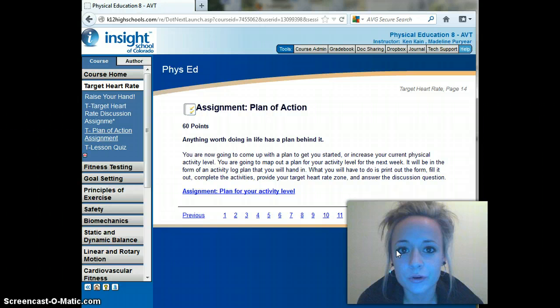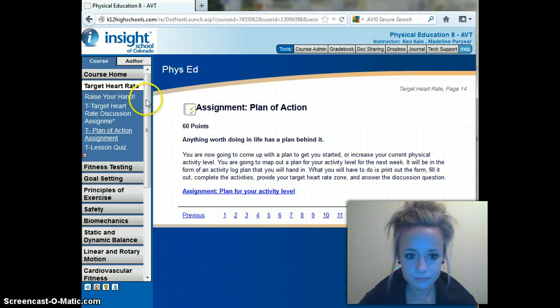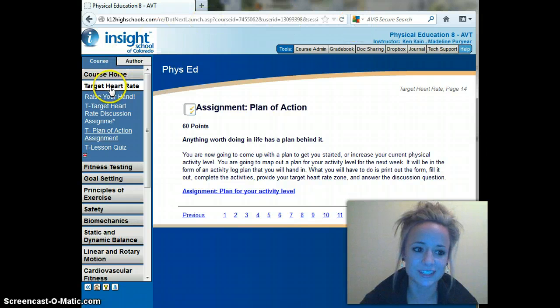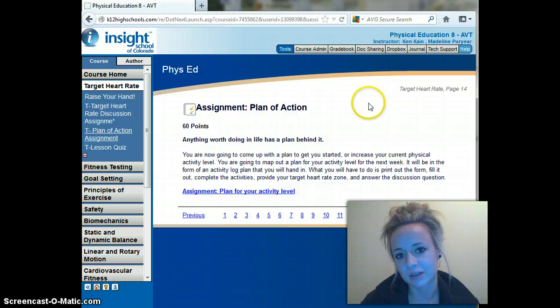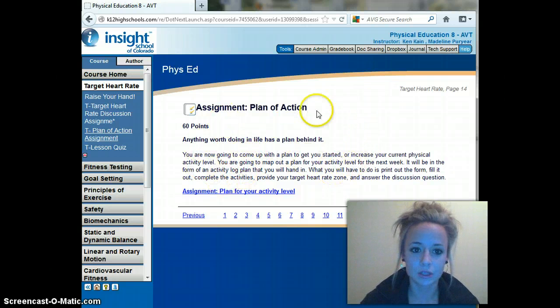Today we're going to go over your plan of action assignment, and that's located in your target heart rate unit. Right now I'm on the course homepage, and within the course homepage you'll find your target heart rate unit, and within that unit you'll find your plan of action assignment. So if you're in the unit, it's on page 14. Here down at the bottom you can click on 14.